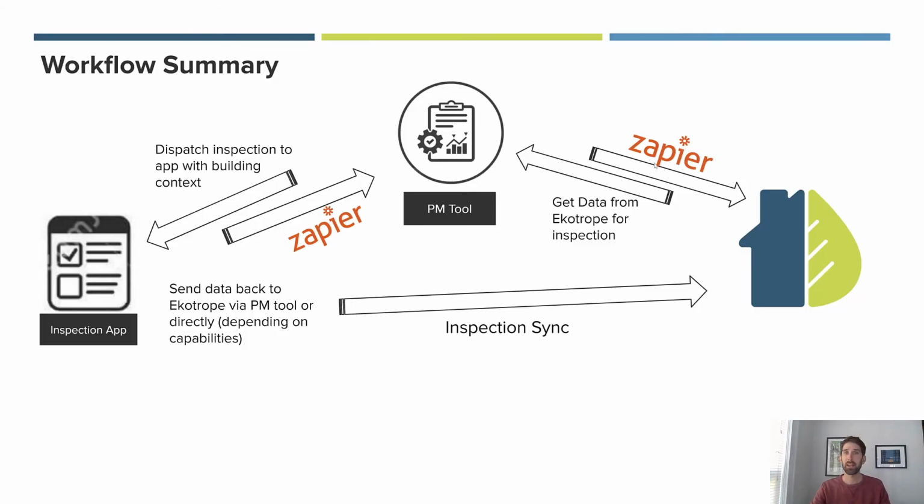So many of these connections between Ekotrope, the project management tool, the inspection app and whatnot can be implemented using a tool called Zapier. Zapier is a piece of infrastructure on the internet that you can have an account with. It's a small fee to run it, but it allows you to make all of these connections without having to write any code yourself. So it's super easy to do, super powerful. Let me show you how it's done.